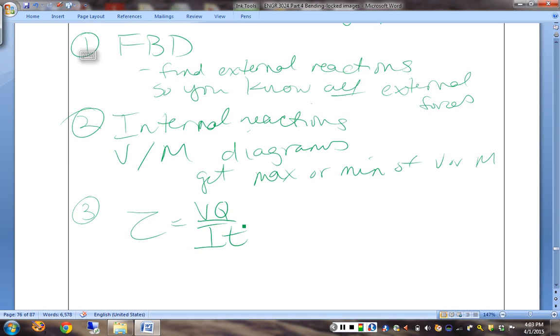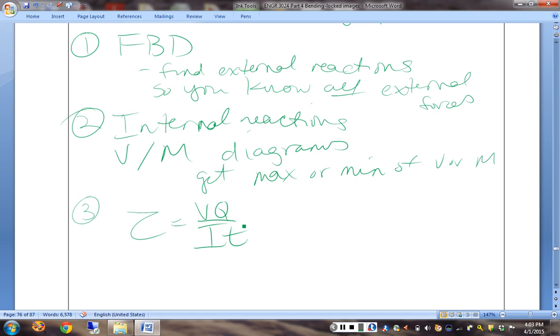Why isn't V over A the right answer? Because that's a shear stress. That is a way to calculate shear stress. What does that give you? It gives you an average value. This lets you figure out the shear stress at some particular point in the cross-section.